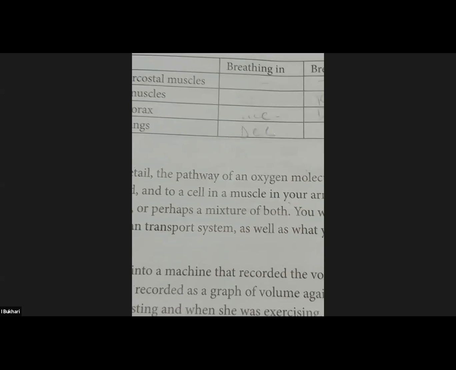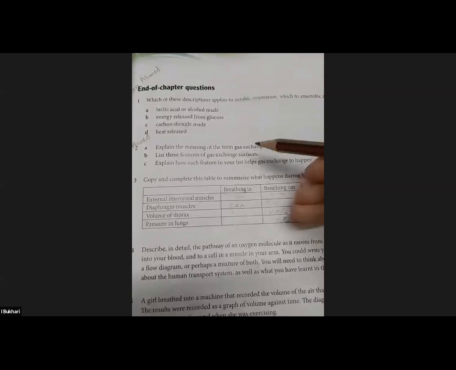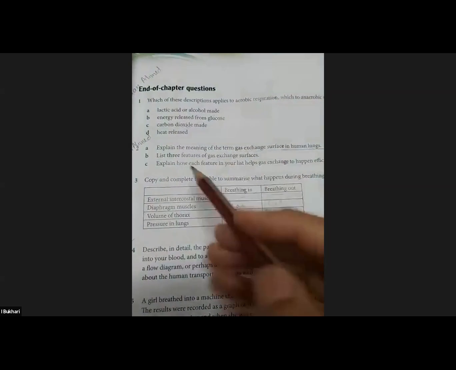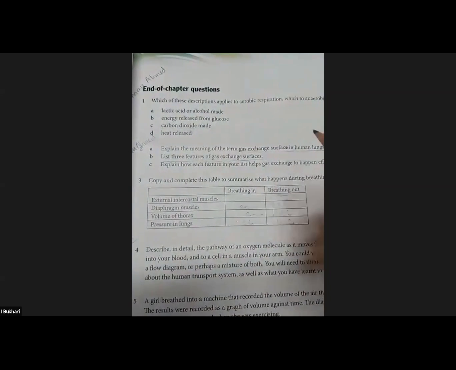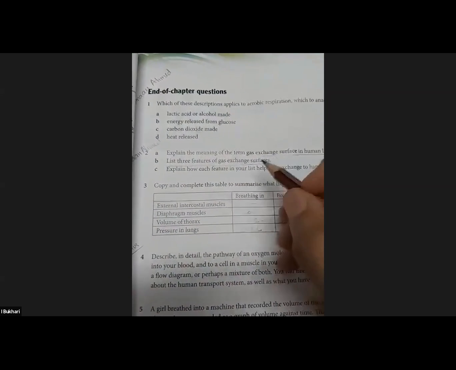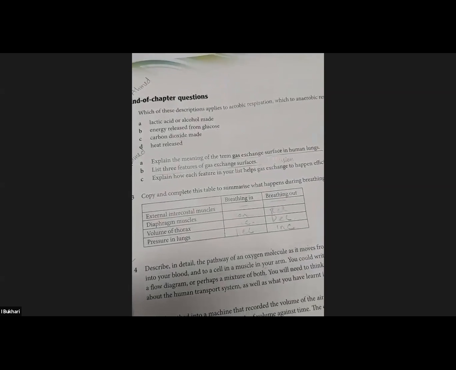Okay, so I'll tell you a way of thinking through this question. Remember when they ask you to list features of gas exchange surfaces, think about the process. What's the process going on across the surface? The process is diffusion, right? And then think about the factors which affect the rate of diffusion. What are the factors? Remember the factors.